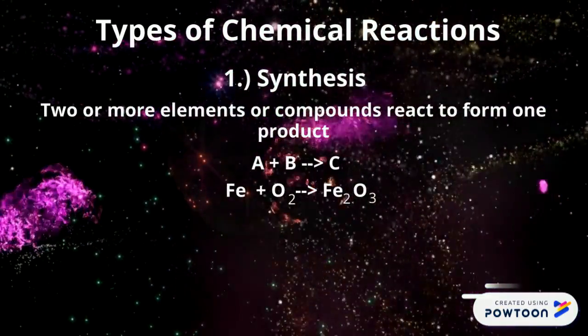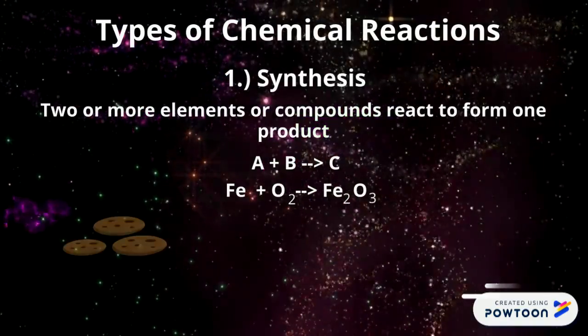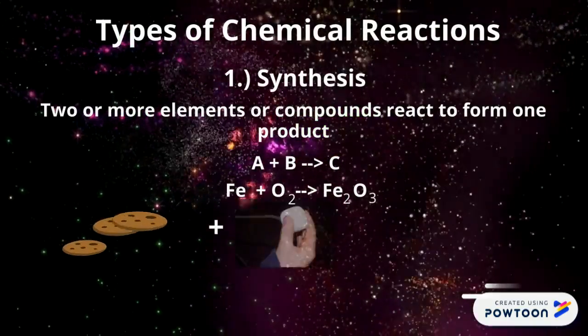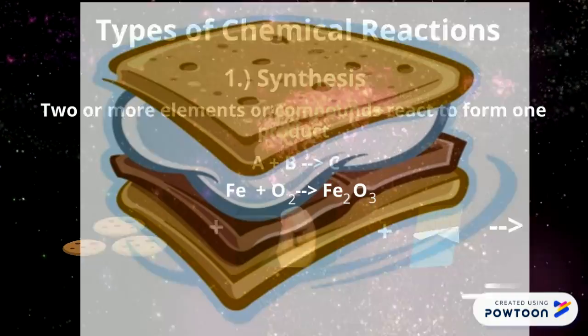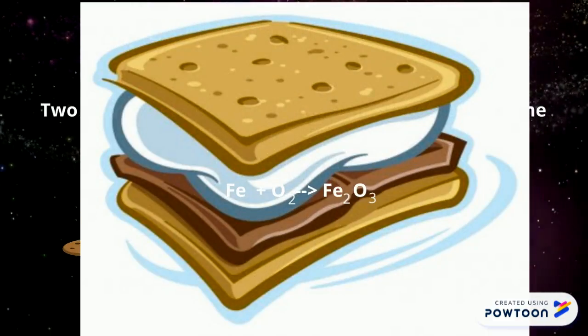And we see this with rust. Iron reacts with oxygen to produce one product, rust. And I like to also think about this like making a s'more. You have several reactants that come together to make one product, the s'more.